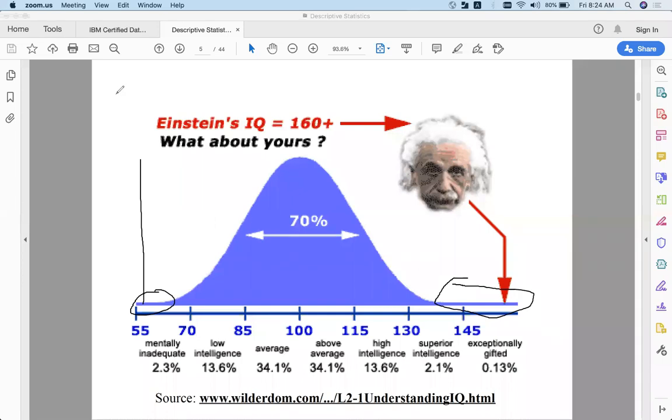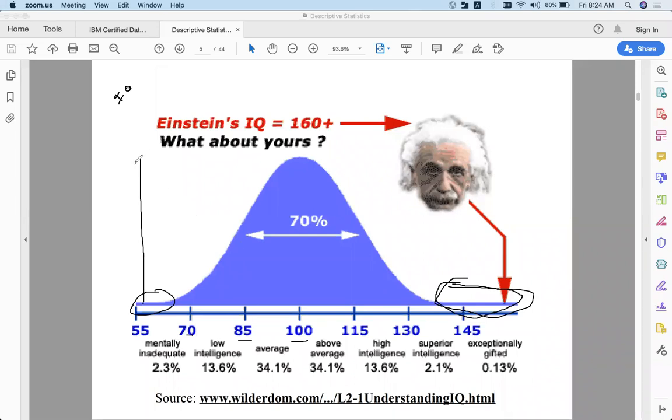If you give a test, there are IQ tests. Let's say you score 50 marks or 60 marks or 70 marks, so that is the value here: 50, 70, 85, 100. What I'm trying to explain here is that this is called your tail.